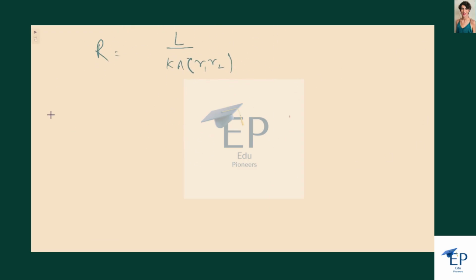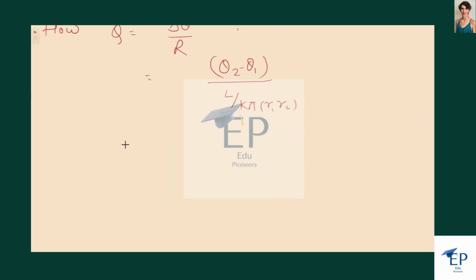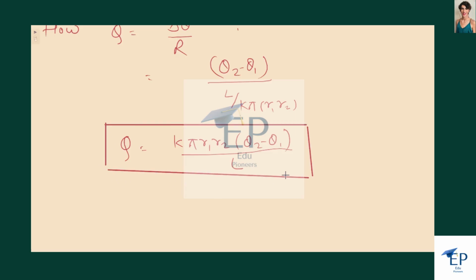Now we have to find the heat flow. So heat flow is given by Q equals delta theta upon R. So this is theta 2 minus theta 1, and R we calculated, that is L upon k pi into r1 r2. Or I can say that heat flow Q is given by k pi r1 r2 into (theta 2 minus theta 1) upon L. So this is the heat flow through this rod, and this is our answer for this given question. Thank you.